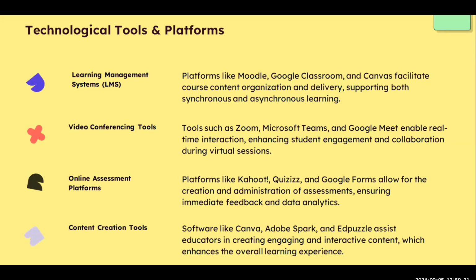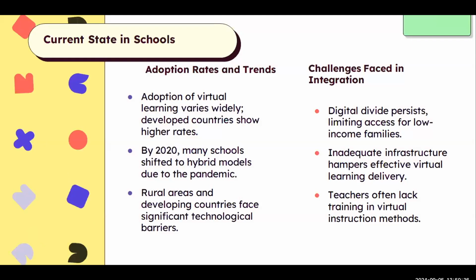That's the current state of virtual learning in schools. Now we want to see the adoption rate and trends. Adoption of virtual learning varies widely. The developed countries already show a very high rate of adoption and deployment of virtual learning in schools. But in developing countries, especially in Africa, a lot of countries and locations are still struggling to adopt virtual learning.